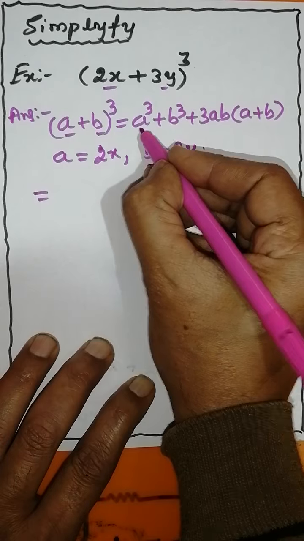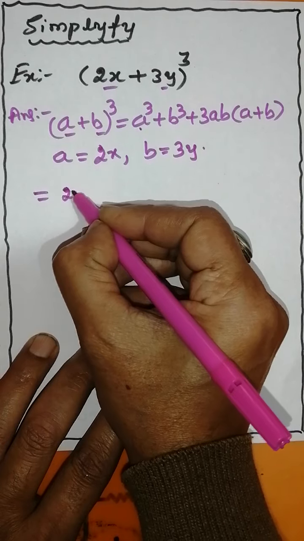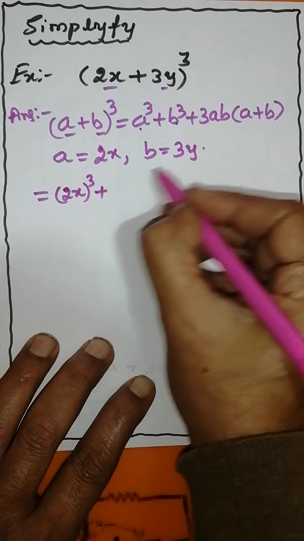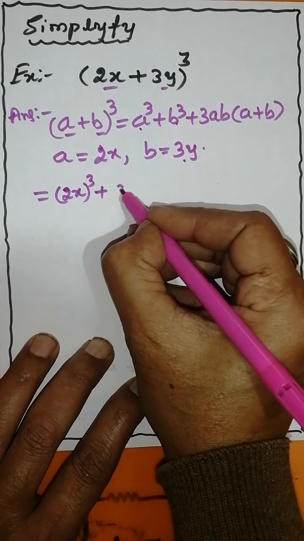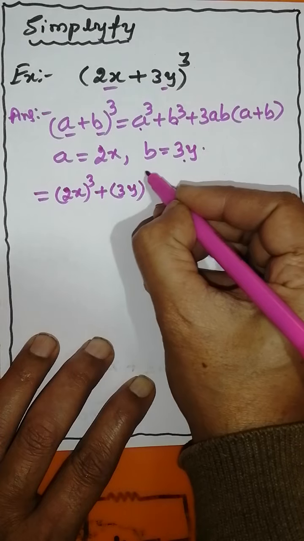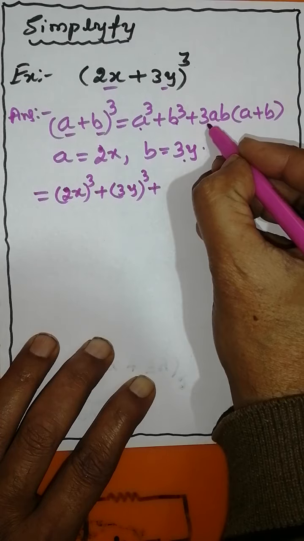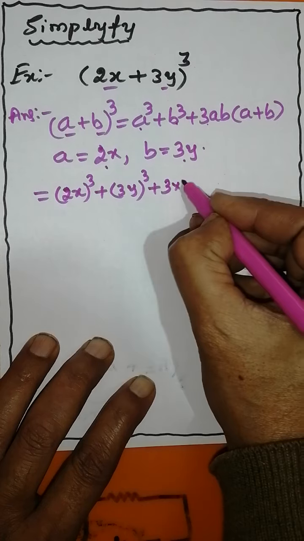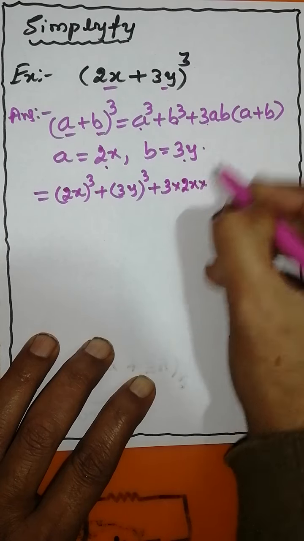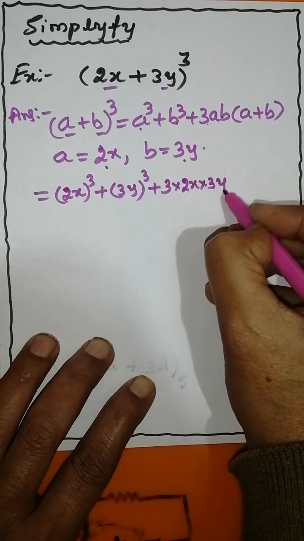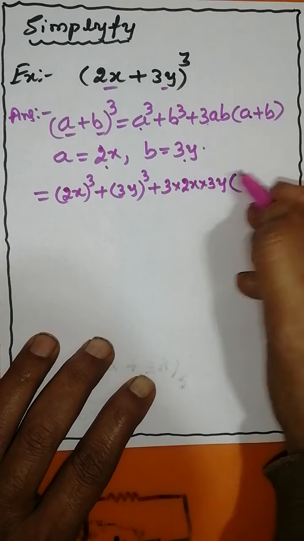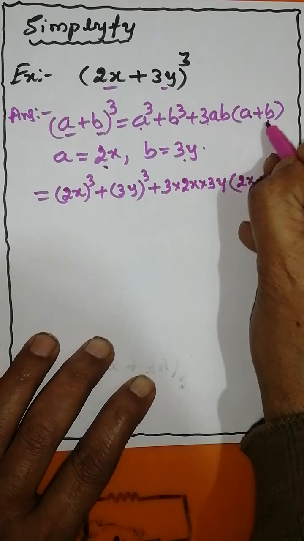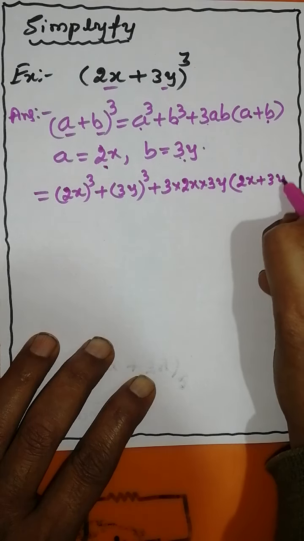Therefore this equals a cube, a is 2x, whole cube, plus b cube, b is 3y, whole cube, plus 3ab, that is 3 into a, 2x, b, 3y, into bracket a plus b, where a is 2x plus b is 3y.